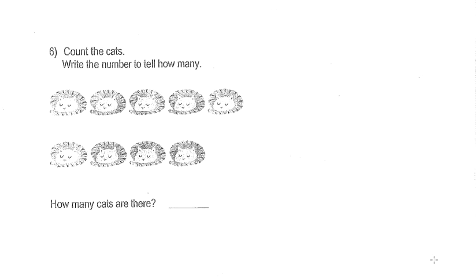Number 6, count the cats. Here are your cats here. Write the number to tell how many. So you're going to count them and then you're going to write the number to tell how many.